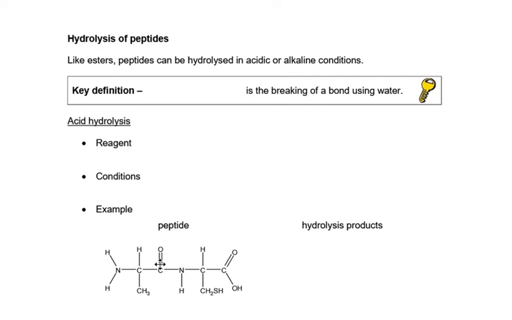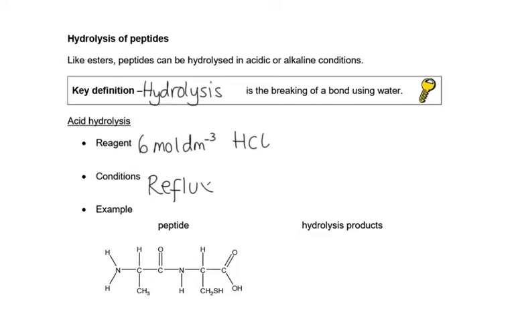So in this section we're going to have a look at the hydrolysis of peptides. Now this should be relatively easy because we've done this in polymers earlier on in the course. So hydrolysis is the breaking of bonds using water, and we had acid hydrolysis using 6 mole per decimetre cubed hydrochloric acid, and our conditions were going to be that we're going to reflux it for a fairly long time.